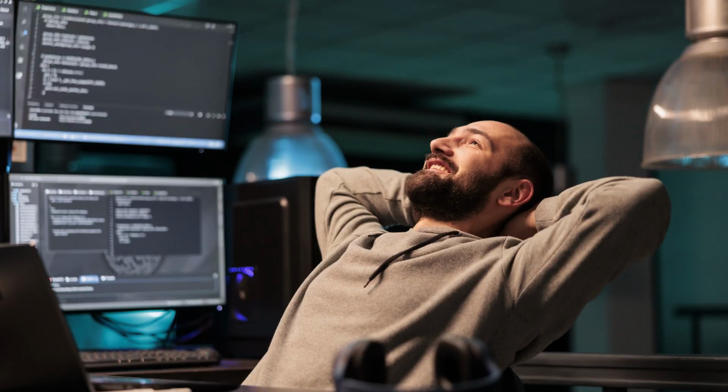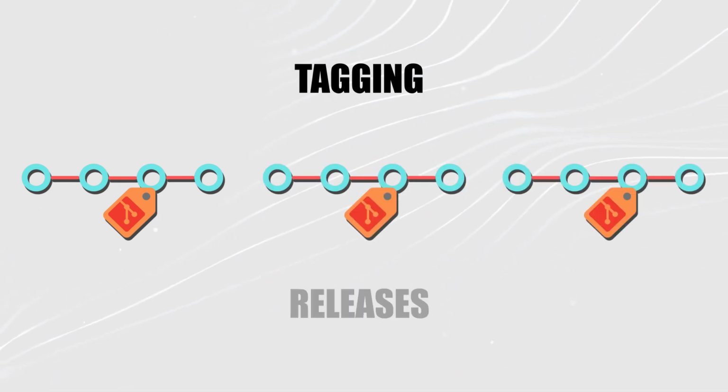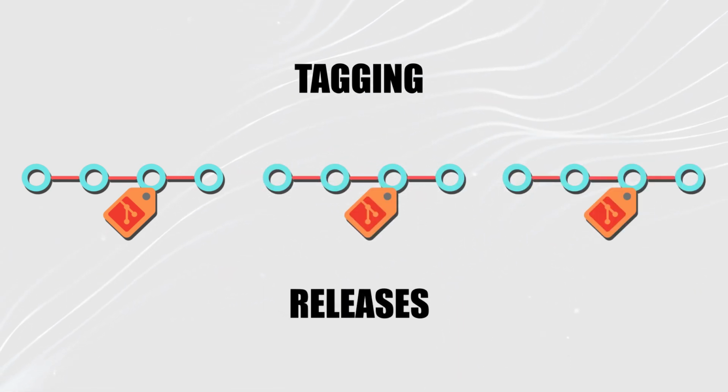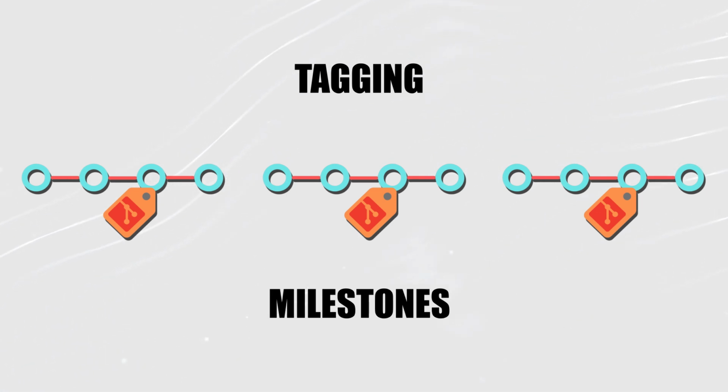Another useful feature of Git is called tagging. Tags allow us to mark specific points in our codebase, such as releases or milestones, for easy reference in the future.